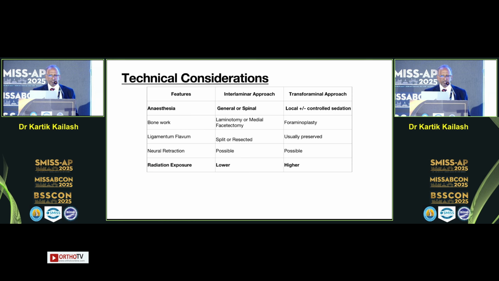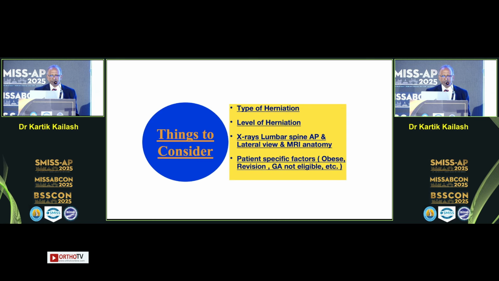Of course, anatomical considerations aside, most importantly, we felt doing it under local anesthesia was the best modality for us in transforaminal. Others have switched on to doing GA. Radiation exposure is usually higher for us in transforaminal because of the number of shots we need to take. The flavum is usually preserved in the transforaminal, while it has to be split or dissected out in the interlaminar. And of course, neural retraction or visualization of the root is definitely possible in both techniques.